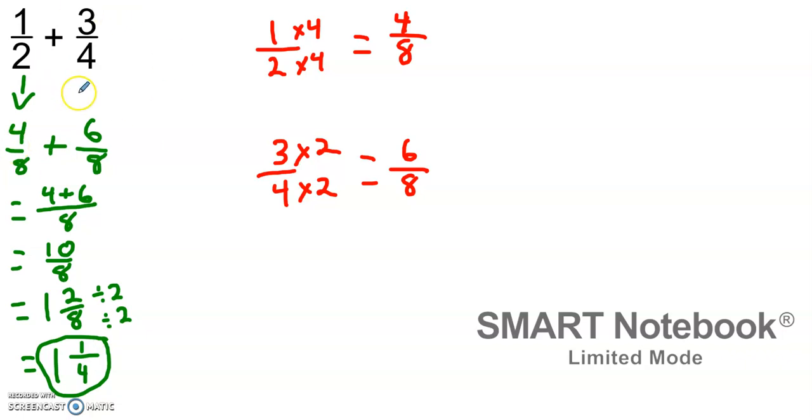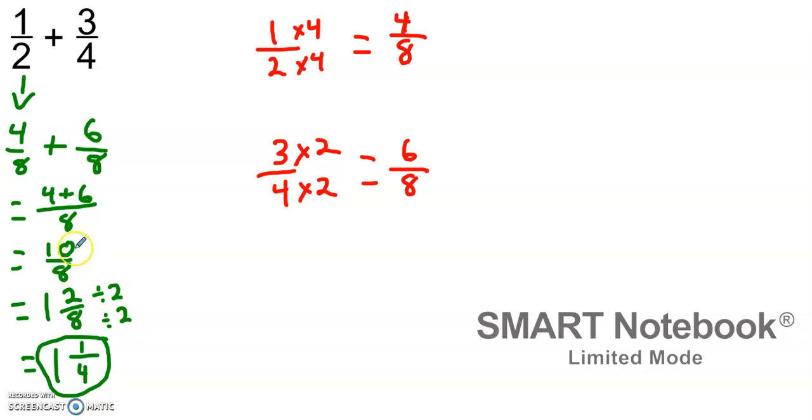So before I could add this, I had to find common denominators. So I found the 8. And remember, what I do to the top, I need to do to the bottom. Each fraction is different. That's why I could multiply different ones. But within the same fraction, what I do to one side, I need to do to the other side to keep it balanced. Then after I add them, I see if I can simplify it.